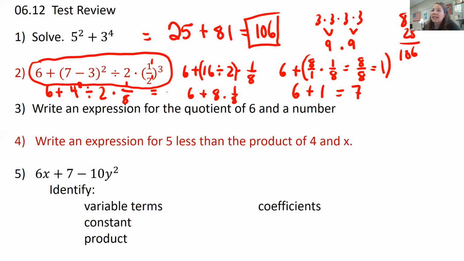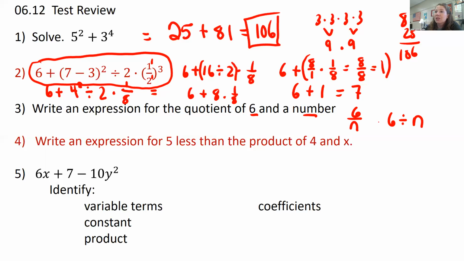All right, number 3, write an expression for the quotient of 6 and a number. Quotient means division. You have to write them in the exact order as I see them. So 6 divided by a number, I can write it this way, or I can write it this way. Those are both the quotient of 6 and a number.